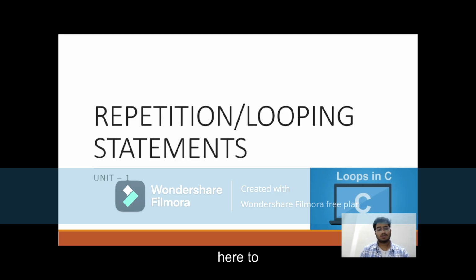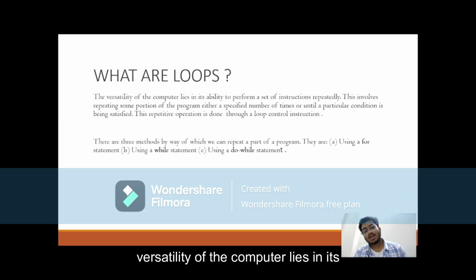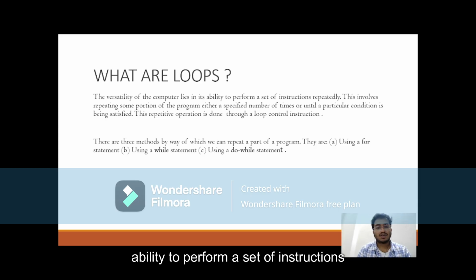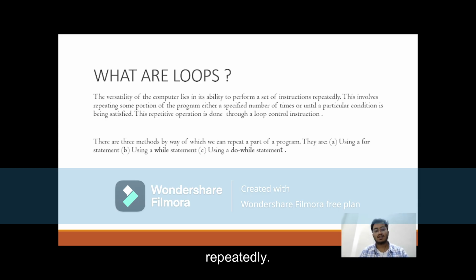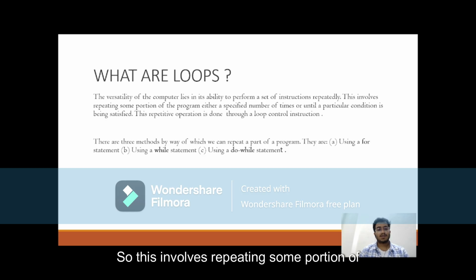I'm here to explain looping statements. Generally the question is, what are loops? The versatility of the computer lies in its ability to perform a set of instructions repeatedly. This involves repeating some portion of the program either a specified number of times or until a particular condition is being satisfied. This repeated operation is done through a loop control instruction.